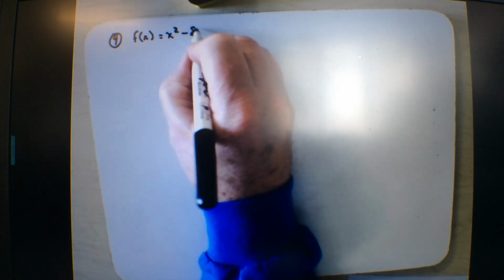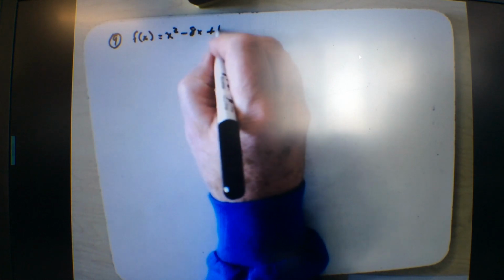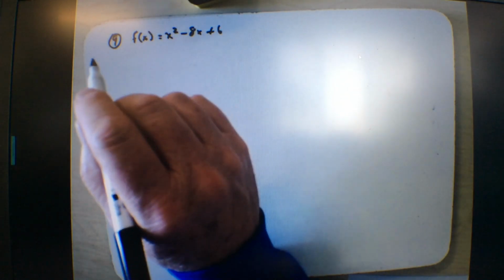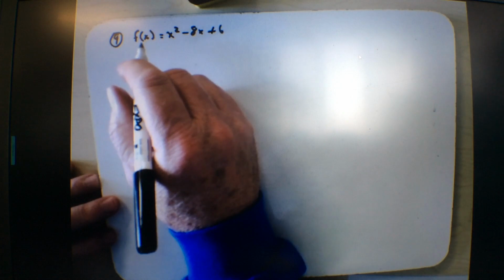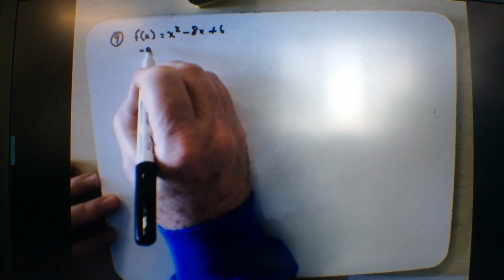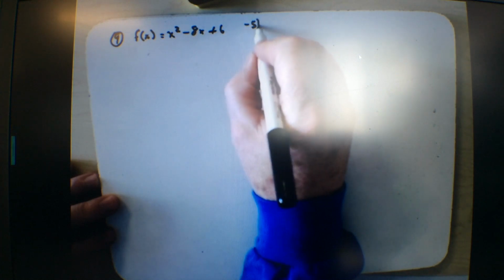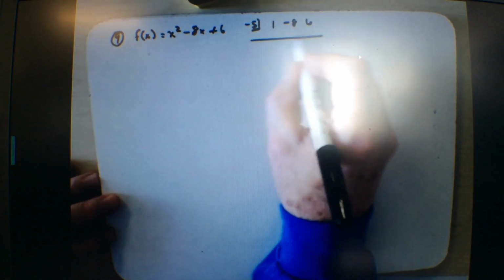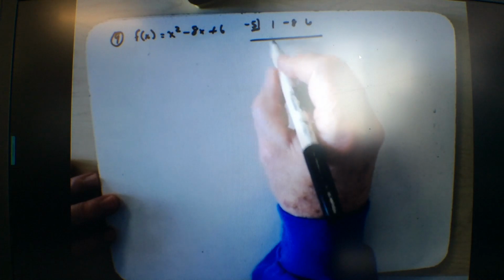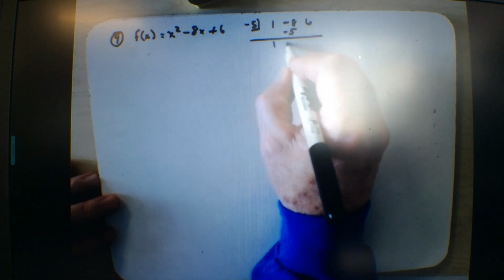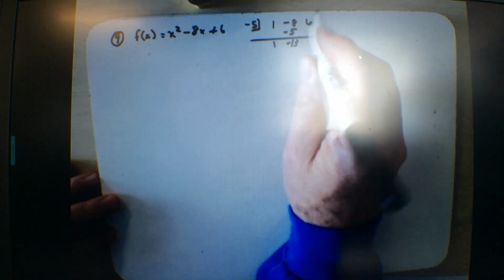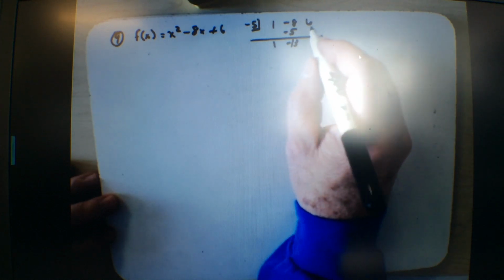Here's 9. f of x equals x squared minus 8x plus 6. Is that correct? So we're going to use synthetic division to find f of negative 5. I put a negative 5 over in the box, correct? So I have 1, a negative 8, and 6, correct? Bring the 1 down, you get a negative 5, I get negative 13. Negative 13 times 5 is what? 65?